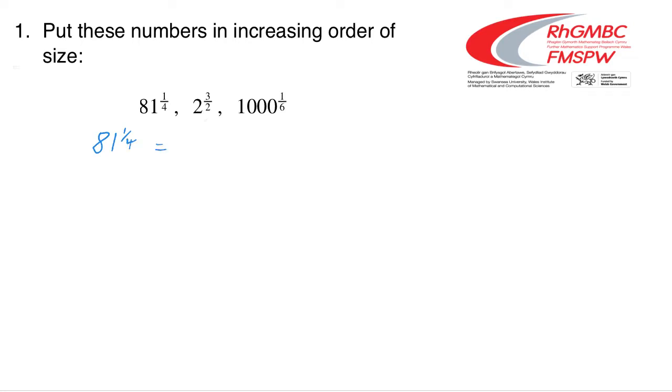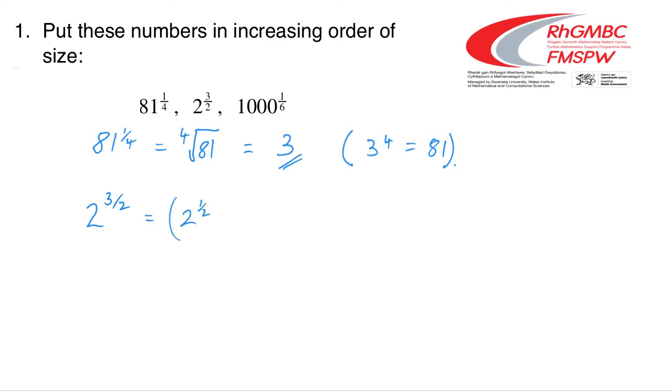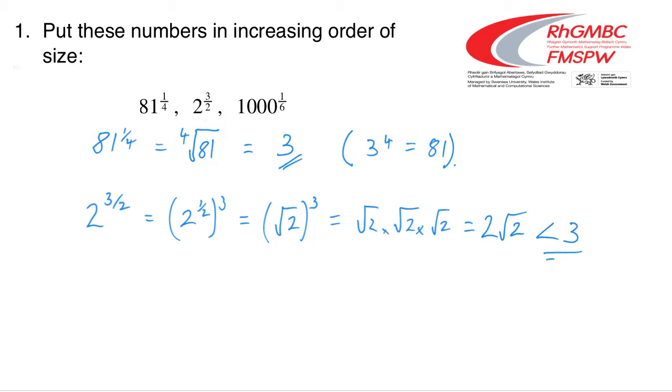81 to the power a quarter is the same as the fourth root of 81, which is 3. This is since 3 to the power 4 is 81. The next value of 2 to the 3 over 2 can be considered as 2 to the power half raised to the power 3, which in fact is the square root of 2, all cubed, which can be simplified by writing it as root 2 times root 2 times root 2 to give us 2 root 2. And this is clearly less than 3.